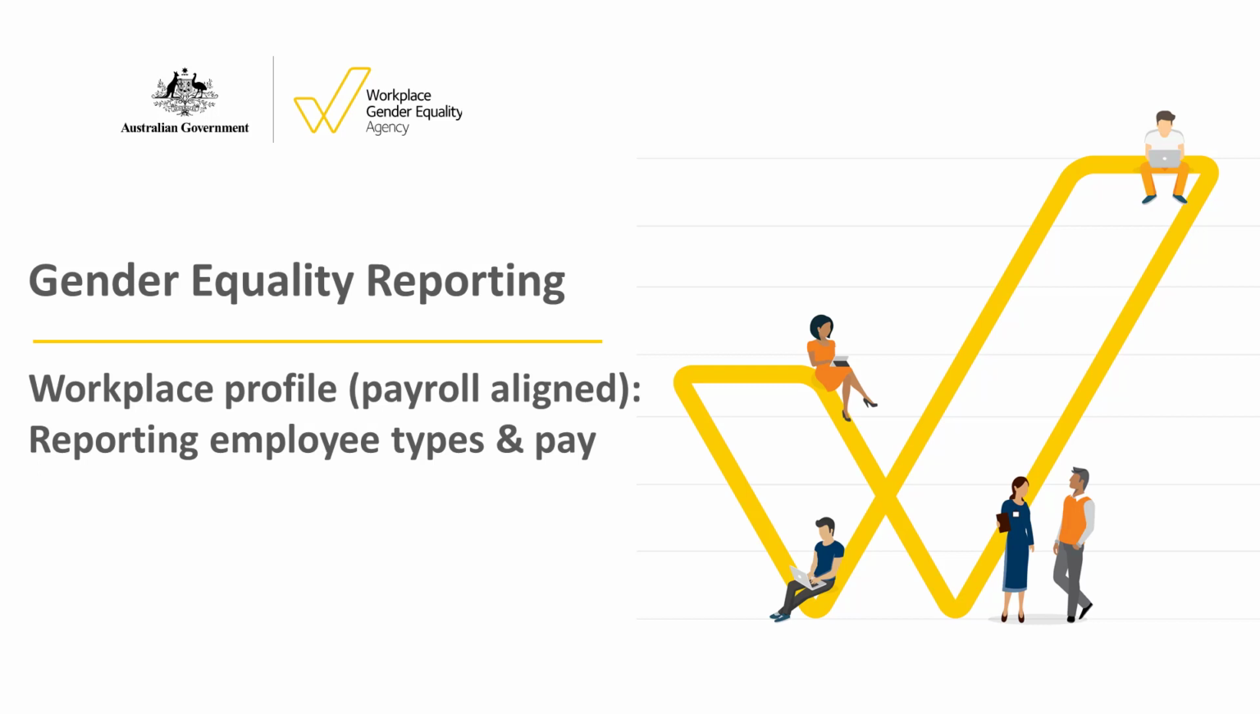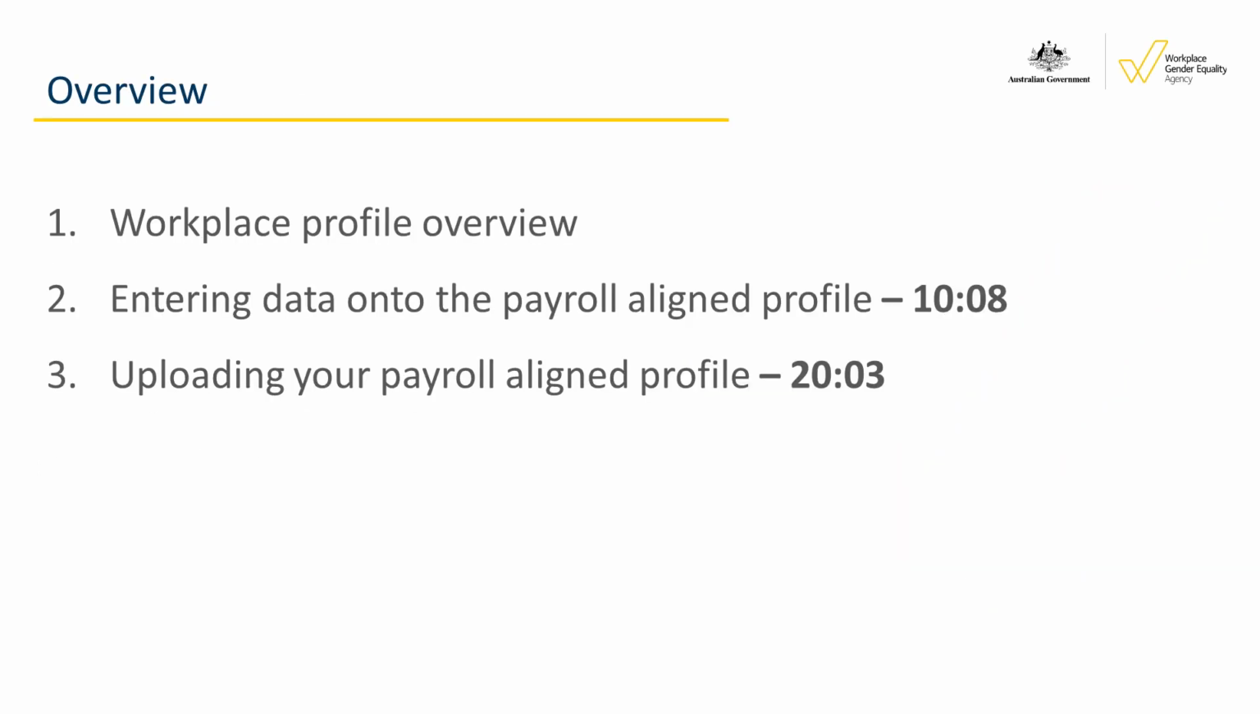Please watch our other information videos if you would like help with inputting employee types and their pay in the unit level workplace profile, or if you would like a general overview of gender equality reporting. This video will start with an overview of the workplace profile and then demonstrate how to enter salary and remuneration data onto the payroll-aligned profile for different employee types. Finally, the video will cover what happens when your profile is uploaded and how to resolve any issues.